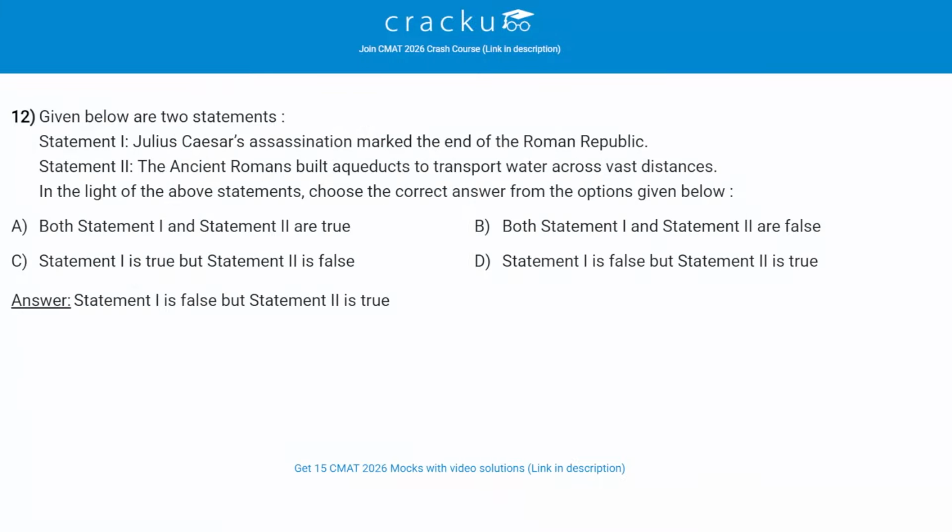In this question, we are given two statements. Let's read it. Statement 1: Julius Caesar's assassination marked the end of the Roman Republic. This is wrong. Julius Caesar was assassinated in 27 BCE. Sorry, in 44 BCE. And basically, it was the rise of Augustus, which took place in the year 27 BCE, which marked the end of the Roman Republic. The ancient Romans built aqueducts to transport water across vast distances. This is true. So basically, statement 1 is false, statement 2 is true. So option D is the correct answer.